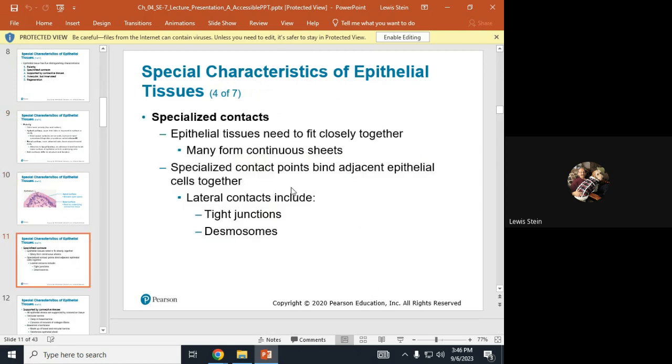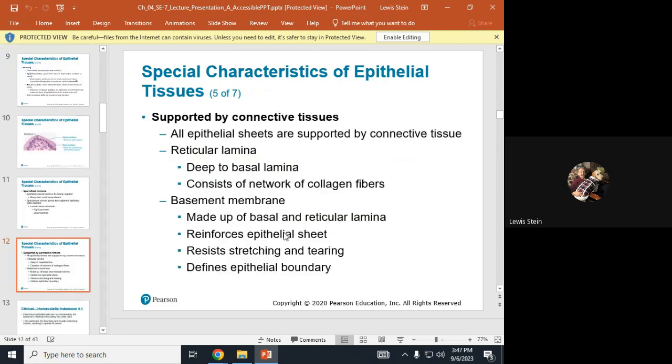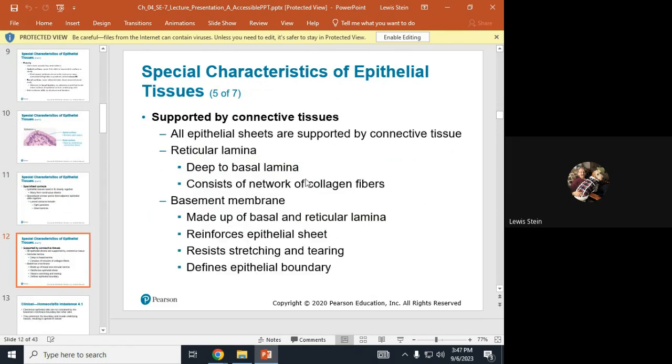So here are the contacts I was telling you about, tight junctions, desmosomes. They always have connective tissue underlying them. Typically, the basal lamina or basement membrane, that thing they're attached to, is made of collagen fibers, which are a protein, something they can attach to. We have more collagen in our body than any other protein.